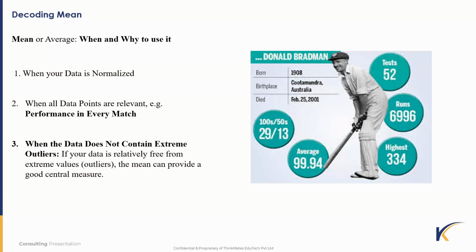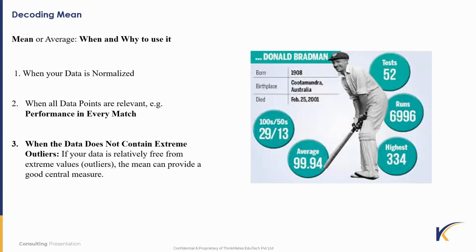So, sir, let's say I have data that contains extreme outliers. Is there any point in finding the mean? No, you still need to find the mean, but I'm saying how much relevance you need to put on it. There are other measures of central tendency like median and mode. In such cases, you need to put more relevance on those parameters.